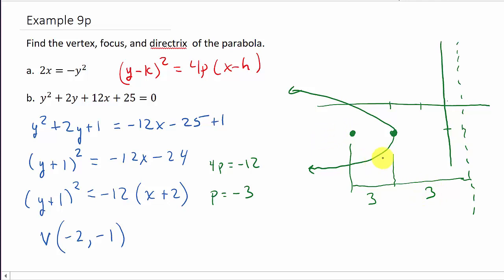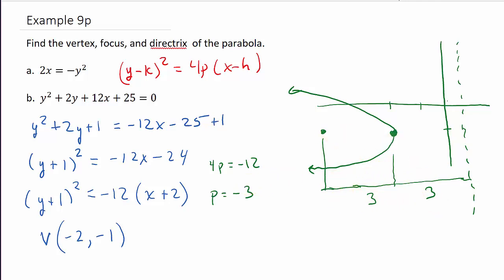And I know this is not drawn to scale. I guess if we wanted to, we could pull it out more over here, draw it down. But that's not really important. If you were making this a final graph, yeah, that would be important. But we're just sketching this to get an idea how we need to find our points. Okay, so here we've got our vertex is negative 2, negative 1. There's our vertex. All right, so now let's get the focus and the directrix.